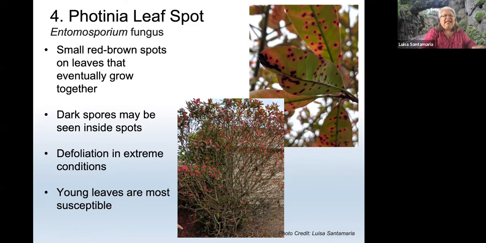So this Photinia leaf spot has these red-brown spots on the leaf. The plant starts to lose the leaves and weakens in general. It could be a long process that slowly kills the plant, let's say that way. So the defoliation will be extreme in the worst conditions.